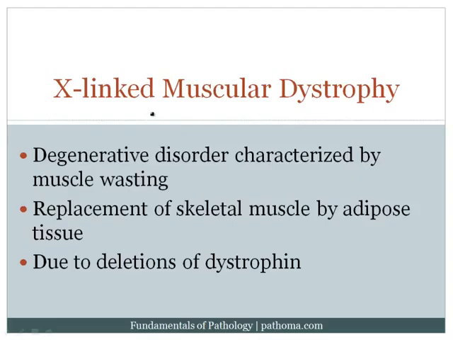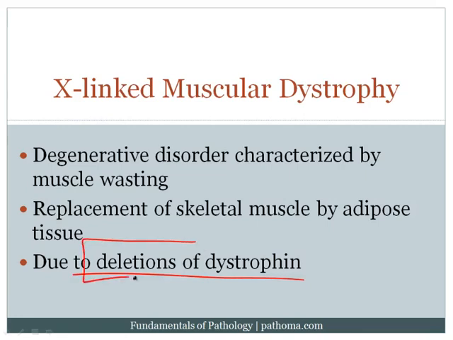Moving on to X-linked muscular dystrophy, this is a degenerative disorder characterized by muscle wasting, but the most important and most high-yield point concerning this disorder is that you get replacement of skeletal muscle by adipose tissue. In fact, that's really what's meant by dystrophy. And so X-linked muscular dystrophy: replacement of skeletal muscle by adipose tissue. Now, it's high yield to know that this is due to deletions of dystrophin, and there's a few points that I'd like to make clear, all of which show up on exams.